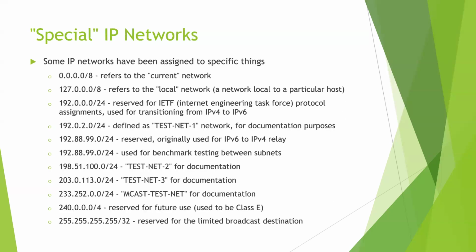All right, so there are some special IP networks. Some IP networks have been assigned or given special meaning. The network 0.0.0.0/8 refers to the current network. So you can always use 0.0.0.0 to refer to the network that you're currently on. I don't know of anybody who does this, but the protocol says this is the local network, okay?